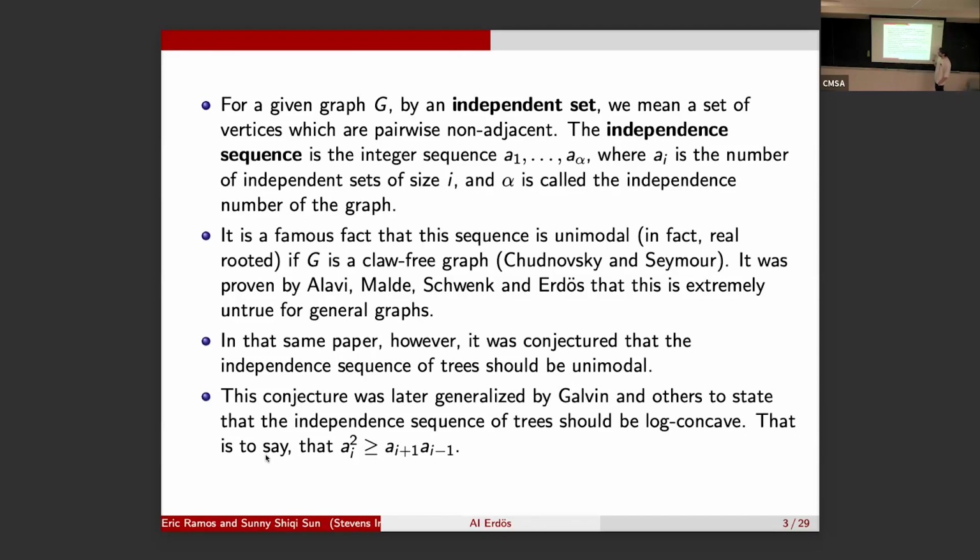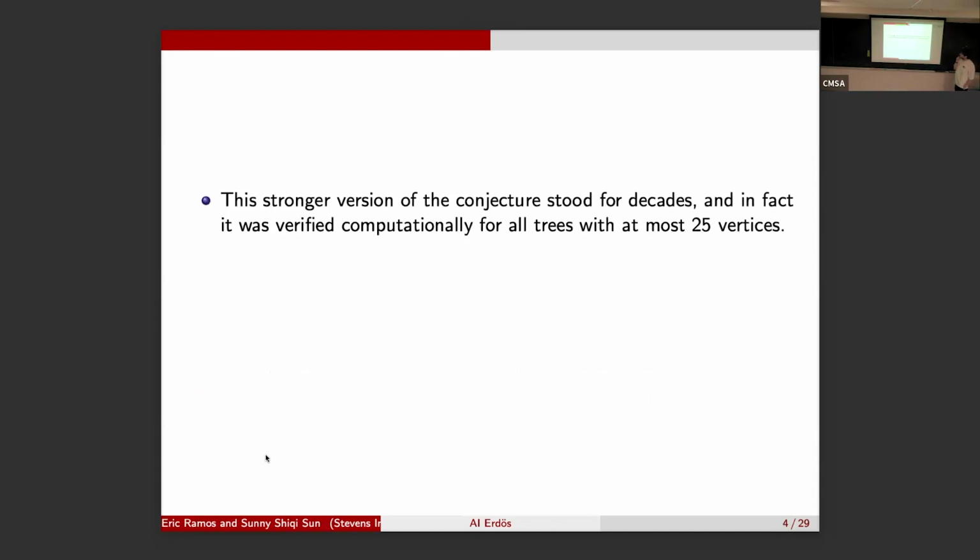Now, log concavity implies unimodality, essentially because if you had something which looked like this, then at the point where you switch from down to up, you would break log concavity. So log concavity implies unimodality. This was a stronger version of the conjecture, and it stood for decades. In fact, it was verified computationally for all trees with at most 25 vertices. So for all trees with at most 25 vertices, it was proven that the independent sequence is log concave.